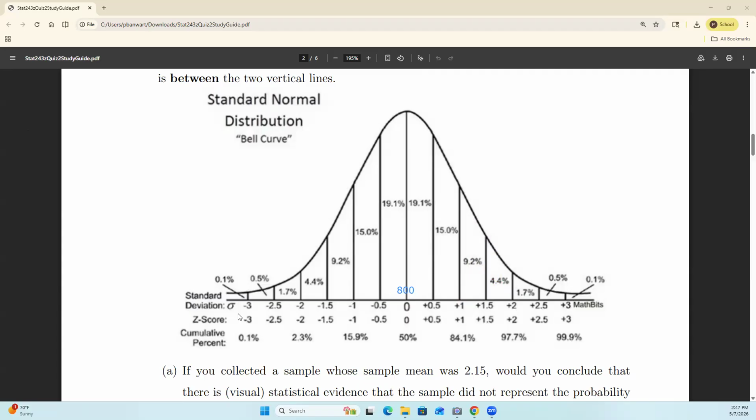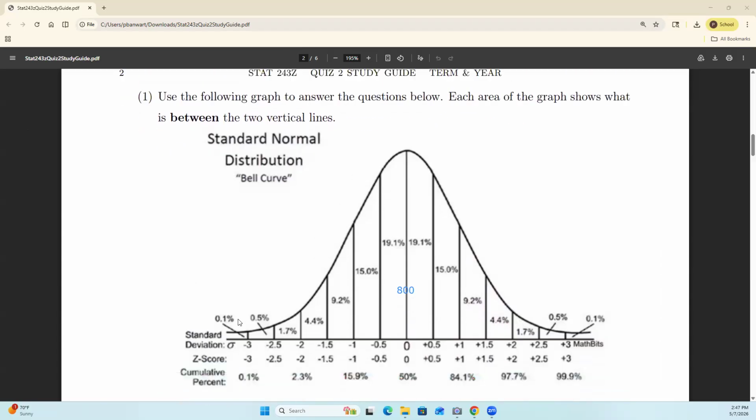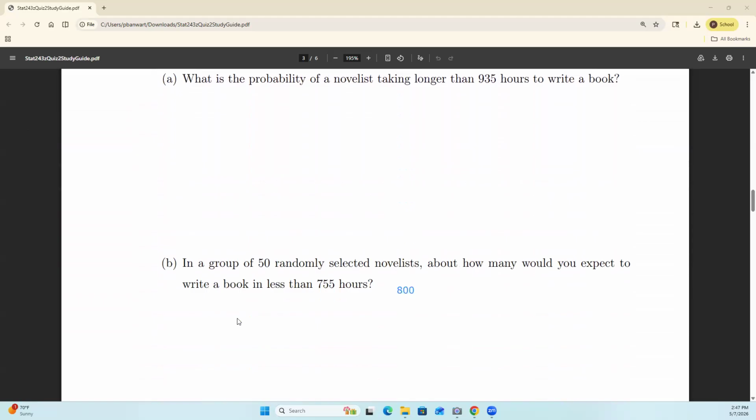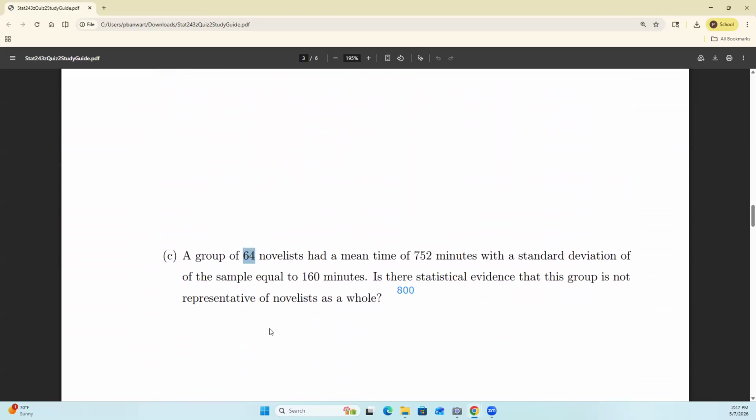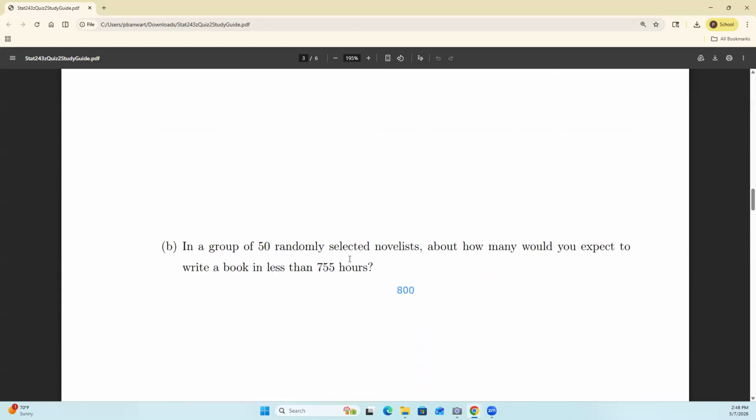It's because it's still the expected value. Yeah. So now I'm going to say, suppose you got 64 novelists. Their average time was 152 minutes. And the sample had a standard deviation of 160 minutes. So we can still use our normal distribution ideas, but we have to build our normal distribution very carefully. So I'll go up and I'll put this information in there, okay?